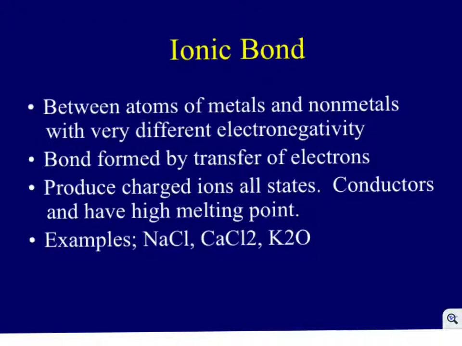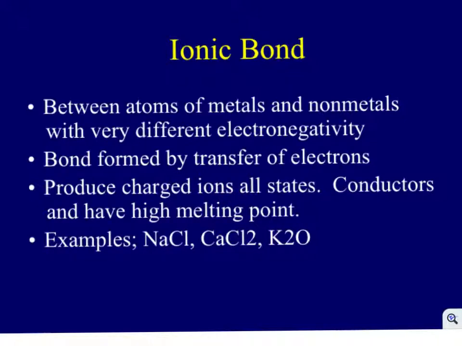In an ionic bond, again, you have metals and non-metals. They have very different electronegativities. Electronegativity is the tendency for atoms to pull in electrons. So what you could do is take the difference of your two atoms. If the electronegativity difference is big enough, typically over 2.5, you will have an ionic bond. Again, they're formed by the transfer of electrons. They go from the metal to the non-metal. They produce charged ions all the time.